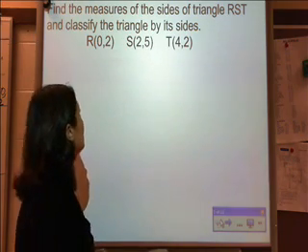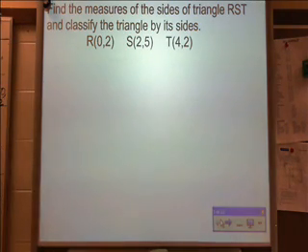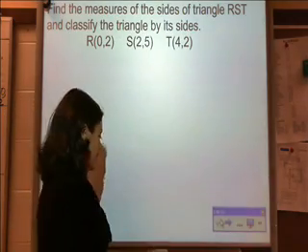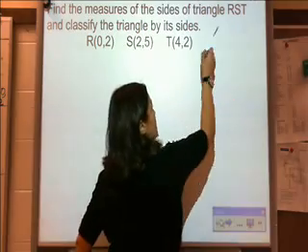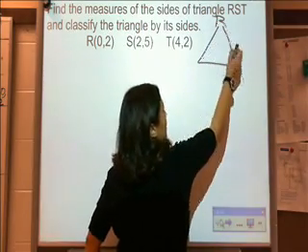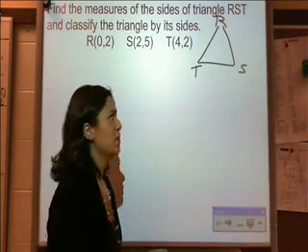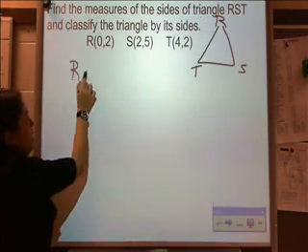Okay, so the first example, find the measure of the sides of triangle RST and classify the triangle by its sides. So to do this, we need to use the distance formula and use that between all of our side lengths of this triangle. So if it helps you, draw a triangle, label it RST, so that you know you've found the distance between all the sides. So RS.